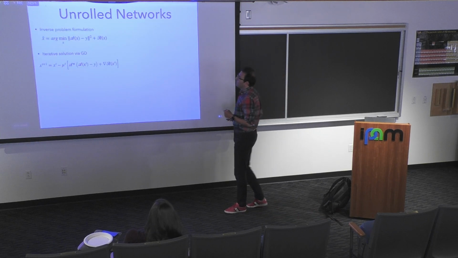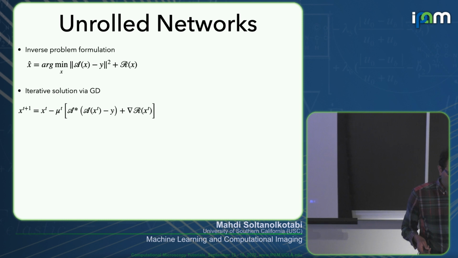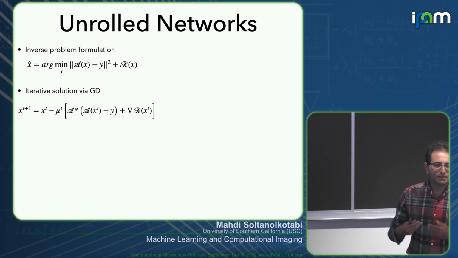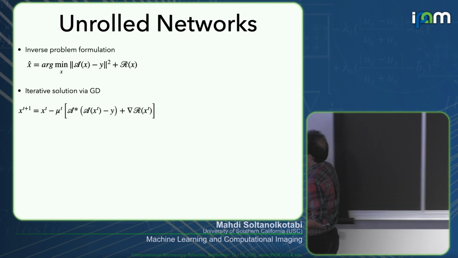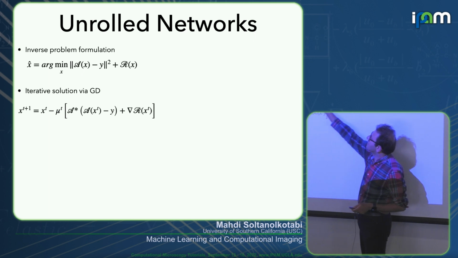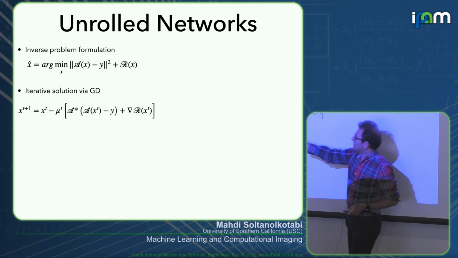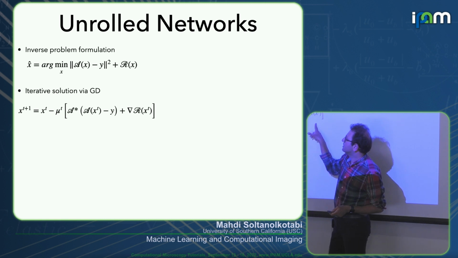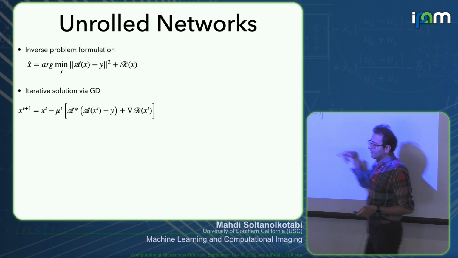Now, where does the learning come in? You can think of these unrolled networks as: what if I also learn the denoiser? That's the idea. Let's say I have a regularizer. I do a gradient update. There's a data consistency term, and then the gradient of the regularizer, which you can think of as your denoising operation. So I take a gradient update, and I also have a denoising operation.